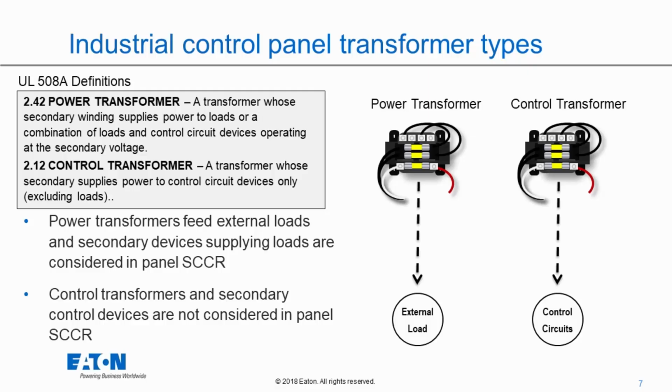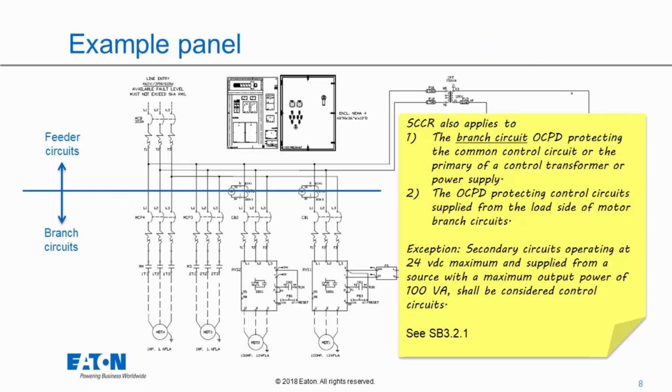So power transformers we do consider in short circuit current rating. They are still part of my power circuit. So we do consider the secondary devices that supply loads. I still get to ignore the control circuits, but if it supplies a load, those parts of the secondary of my power transformer, those I include in my calculations.